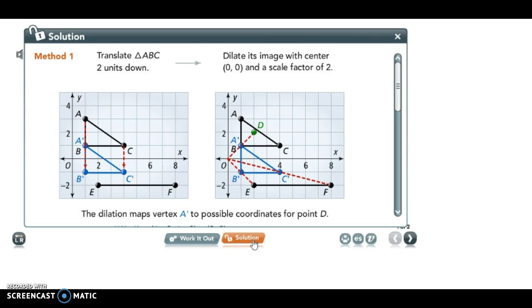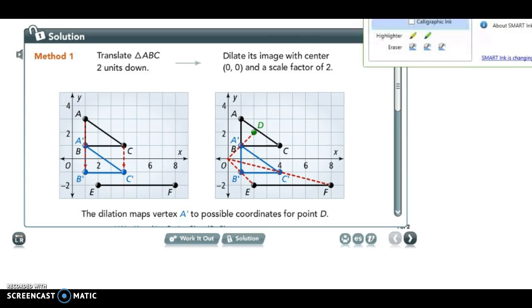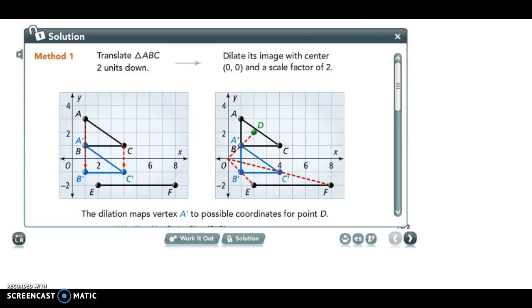On your paper, you have two different methods, two different boxes at the top. So you're going to use one for method 1 and one for method 2. The first one, for method 1, we're going to translate our ABC down 2 units. So you can see this is our new one. It is in blue right here. I'm making it green. So we've translated it down, and then we're going to dilate its image with the center of 0, 0 and a scale factor of 2, which means every single one of these we're going to go ahead and multiply by 2.